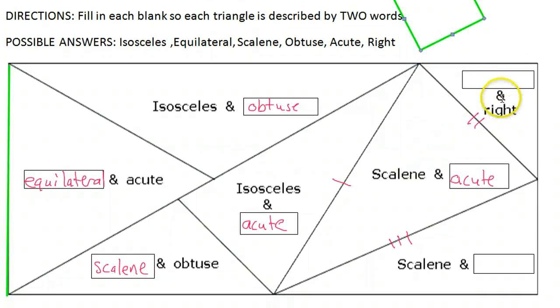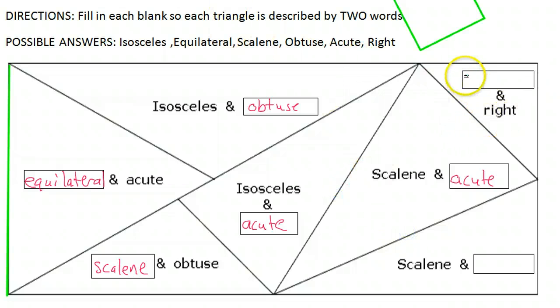Okay, what about this one? They're calling it a right triangle because clearly this is a 90-degree angle right there. Okay, so that makes this a right triangle. But what about the sides? Is it equilateral, isosceles, or scalene?